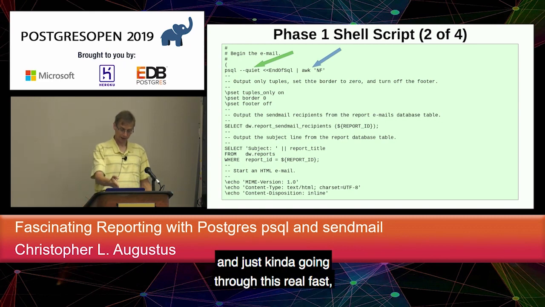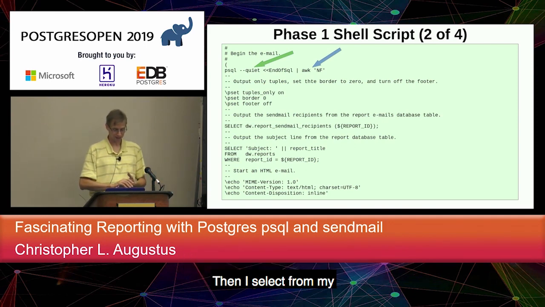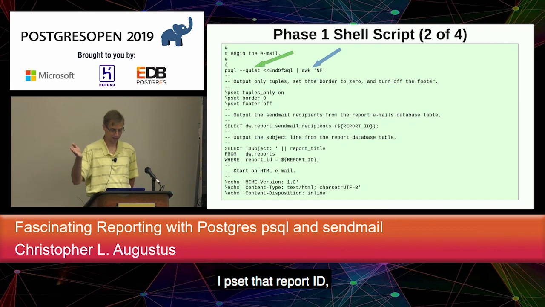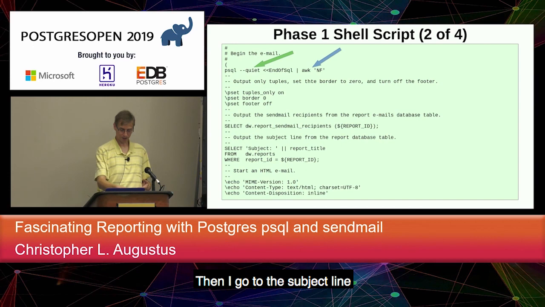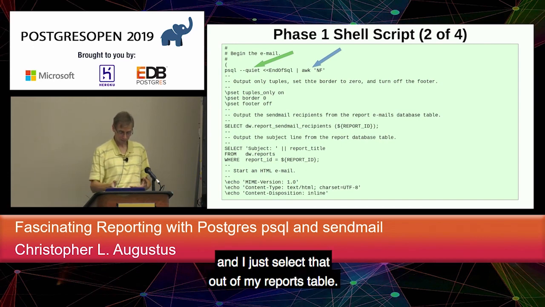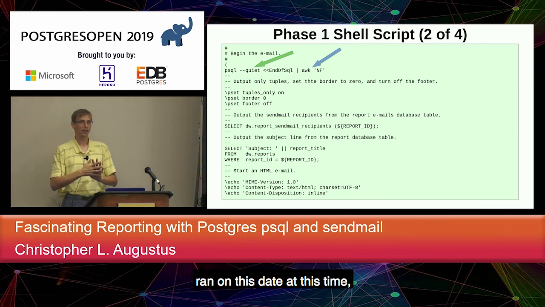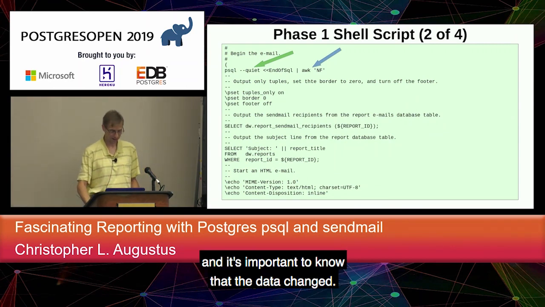So then, going through this real fast, I do some pset formatting, which was from the first section. And then I select from the function I wrote, report_email_recipients, and I pass it that report ID. There's all my recipients. Then I go to the subject line, and I just select that out of my reports table. A lot of times I'll concatenate onto it, ran on this date at this time, because our data changes, and it's important to know that the data changed.